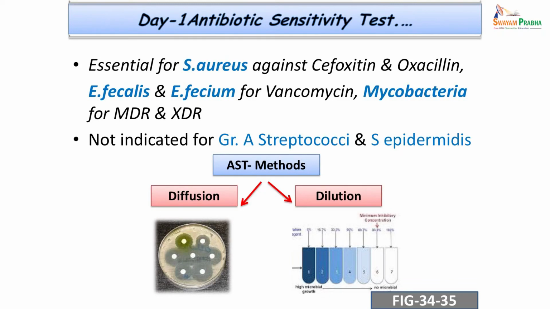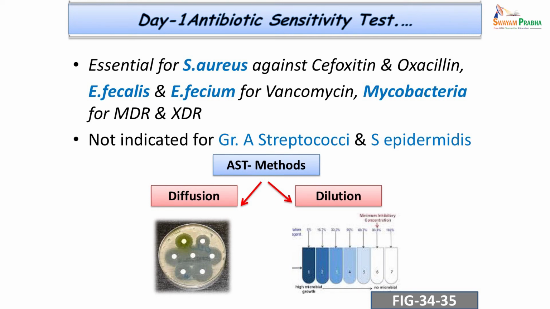However, antibiotic sensitivity is not indicated if we have grown some commensals, if we have grown some organisms like the group A streptococci, and bacteria which have come from our own skin, like S. epidermidis, unless it is indicated and clinically correlated. The methods which are available for antibiotic sensitivity are the diffusion method and the dilution method.